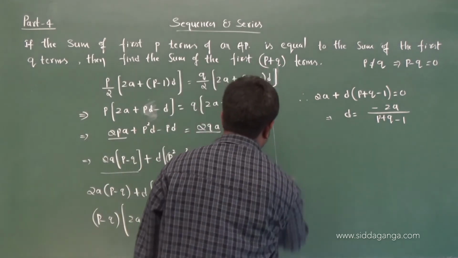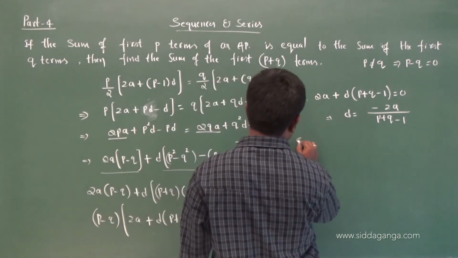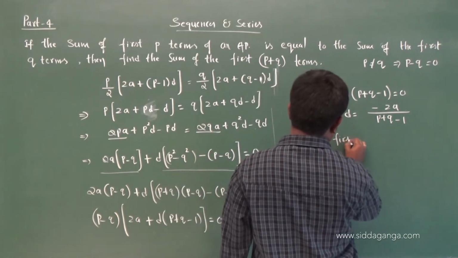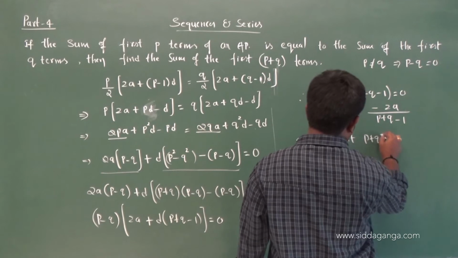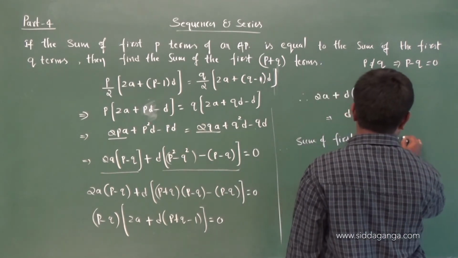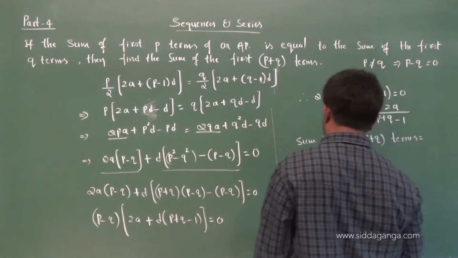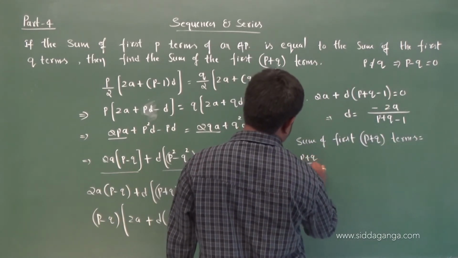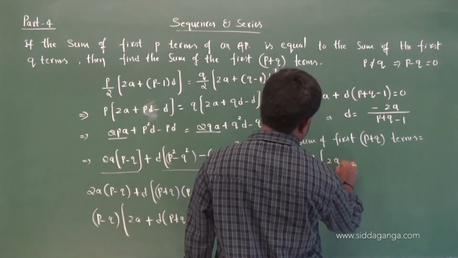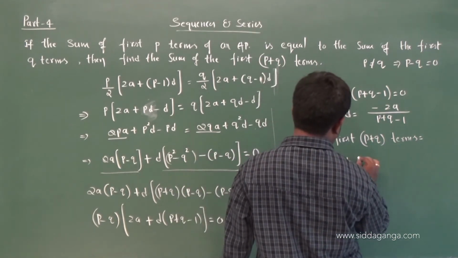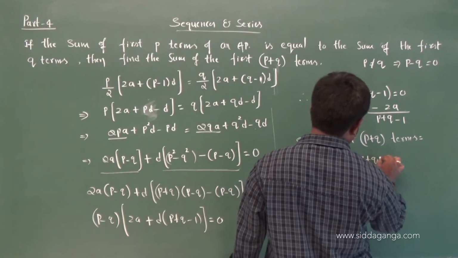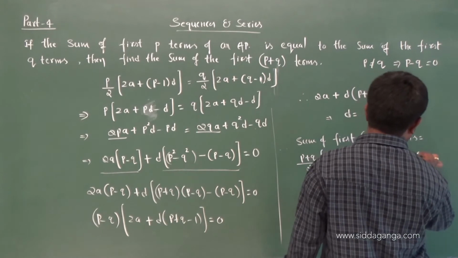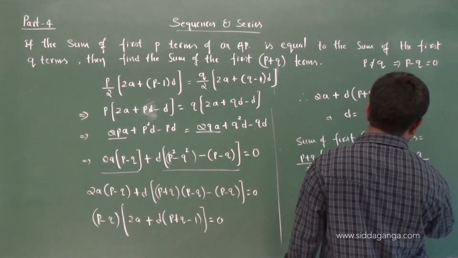Therefore, the sum of the first P plus Q terms is equal to, what? N by 2. N means what? P plus Q by 2. N by 2 into 2A plus N minus 1, N means P plus Q minus 1, into D. D is what? Minus 2A divided by P plus Q minus 1.